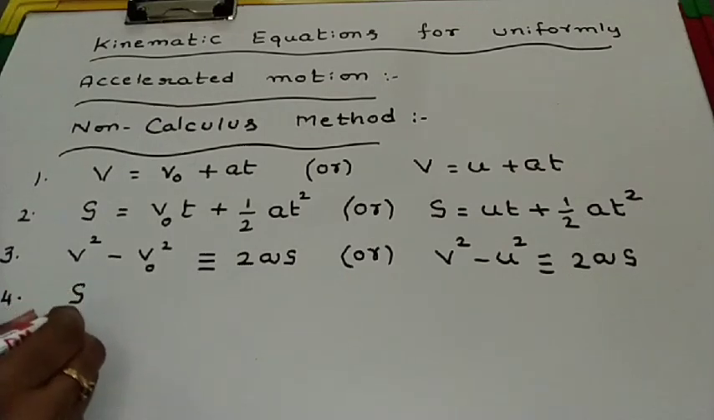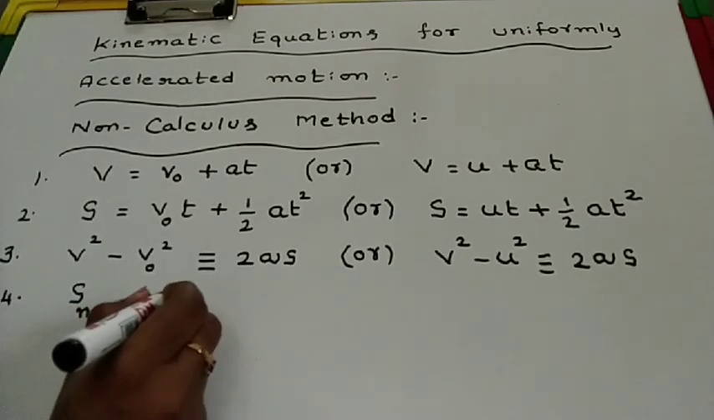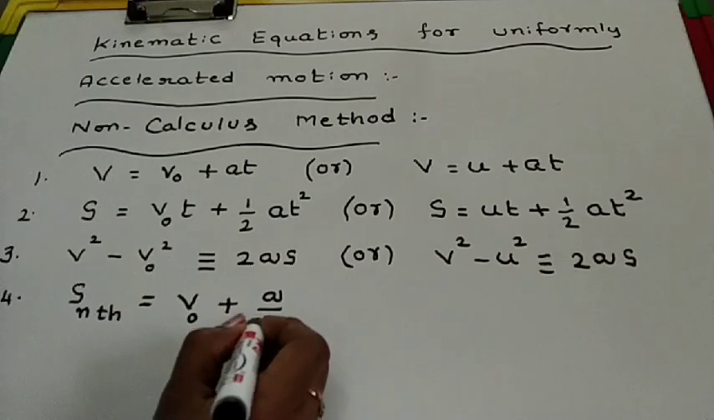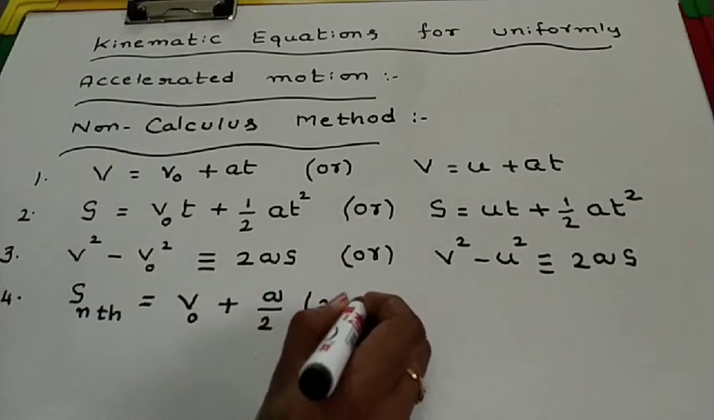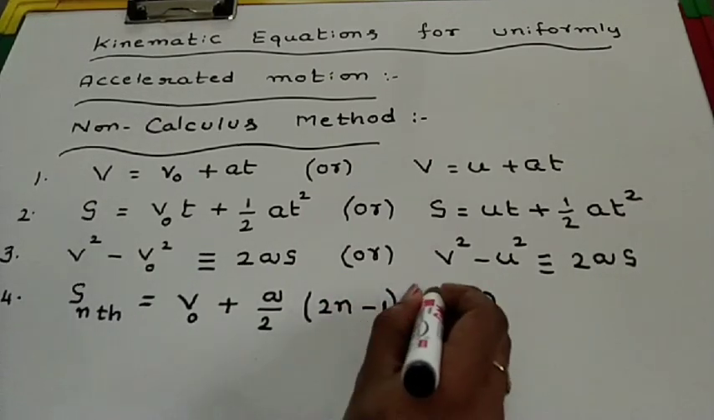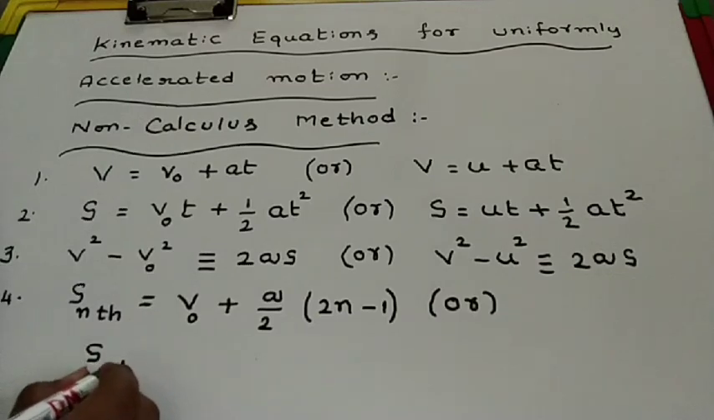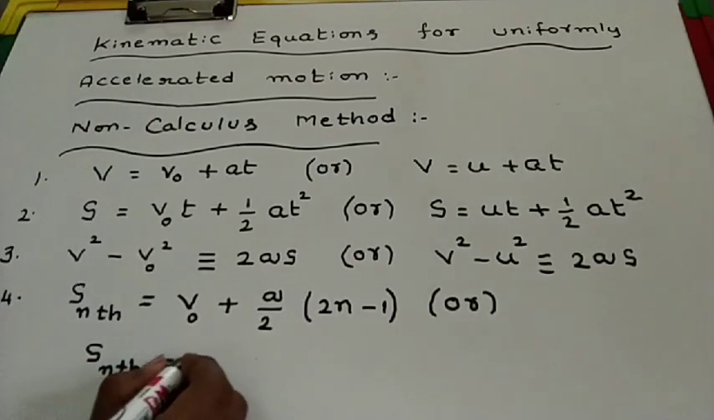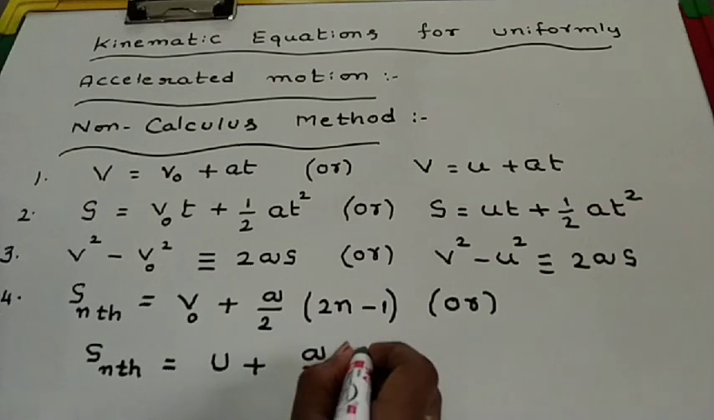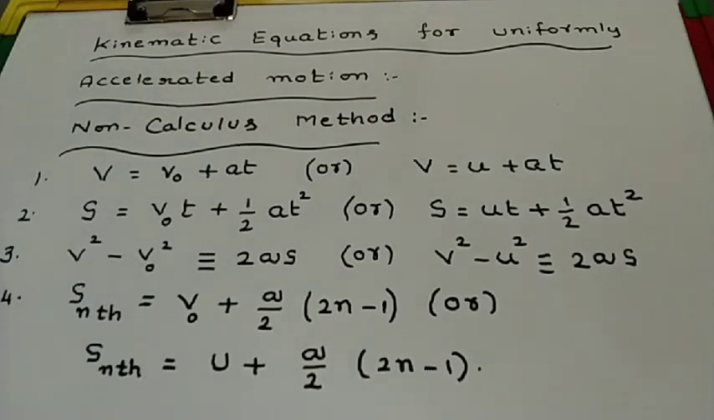Fourth one, S nth is equal to V naught plus A by 2 into (2n minus 1), or S nth is equal to U plus A by 2 into (2n minus 1). Once again, I am repeating the 4.